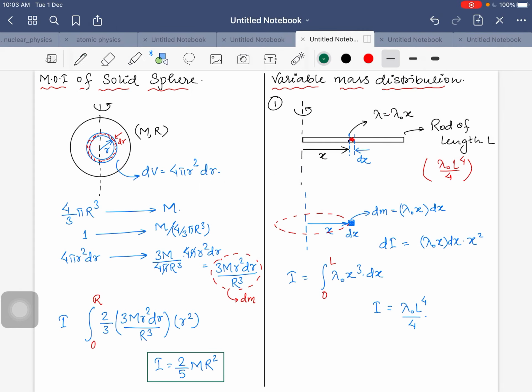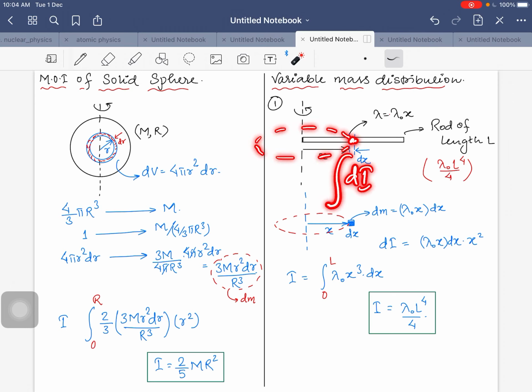So how to solve? I think you got it. You have to take a simple point mass. You have to calculate the moment of inertia of this point mass if it will rotate about this axis, and you have to integrate with proper limits. Okay. So I hope this is clear.